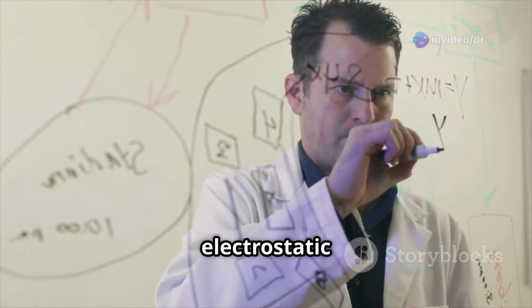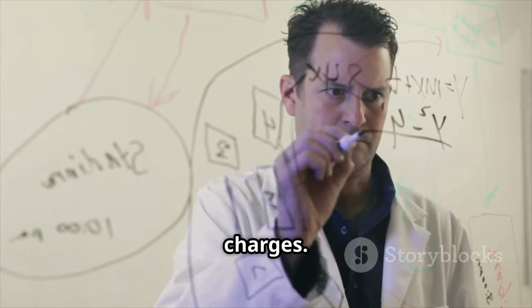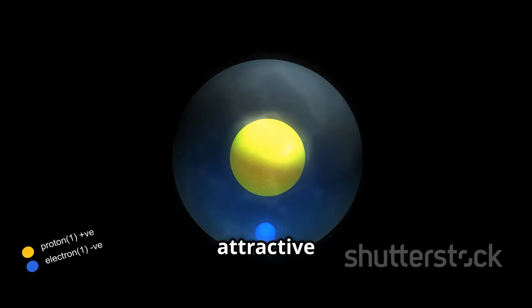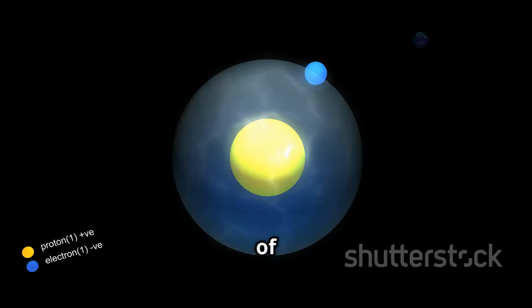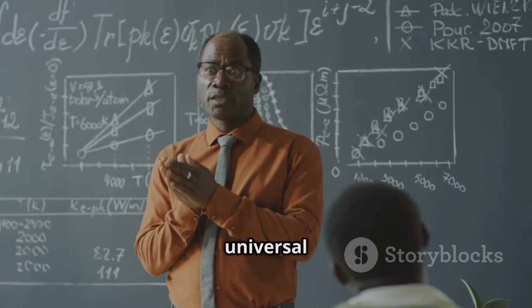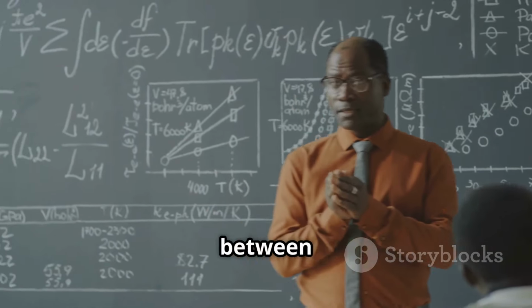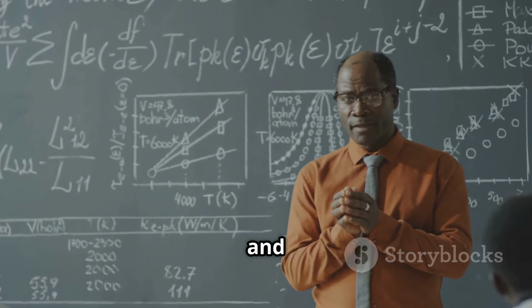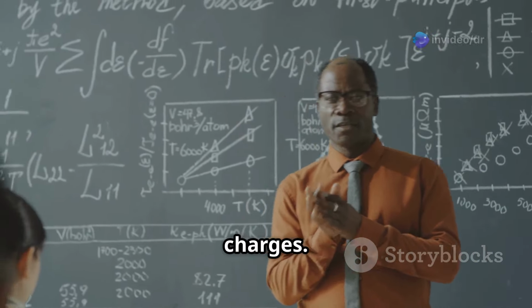F represents the electrostatic force between the two charges. This force can be either attractive or repulsive, depending on the signs of the charges involved. K is a constant known as Coulomb's constant. It ensures that the units of our calculation align correctly, much like a universal translator bridging the gap between the abstract world of mathematics and the physical reality of electrical charges.